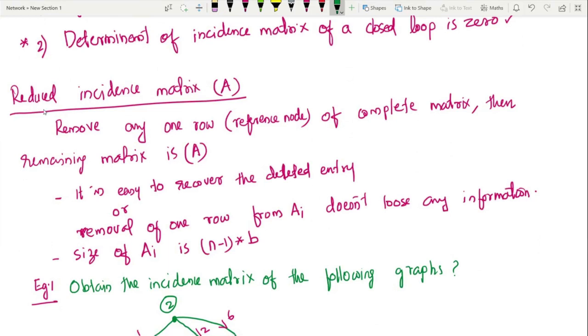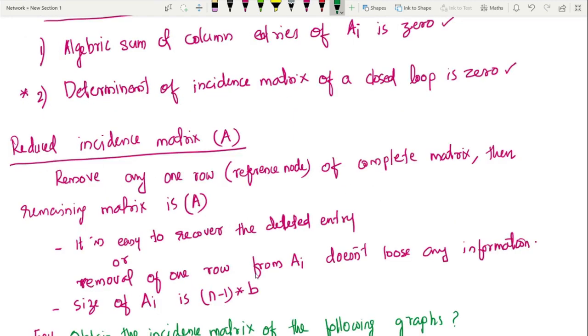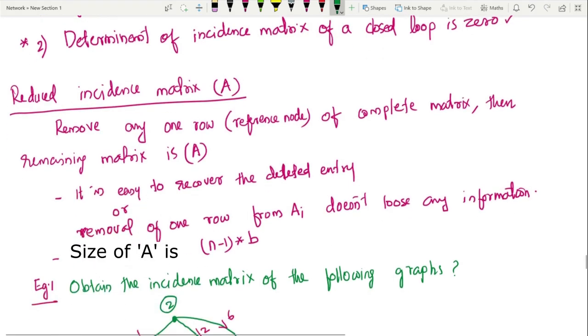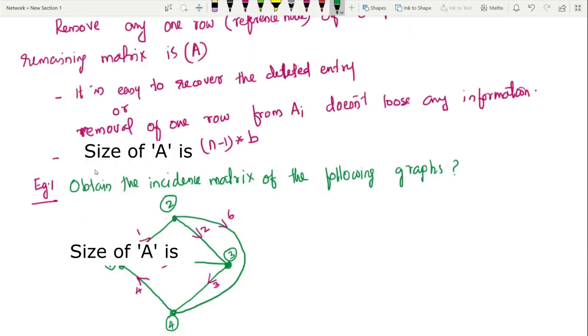How to obtain the reduced incidence matrix A? Remove any one row. Usually we prefer the reference node. Then the remaining matrix is called the reduced incidence matrix. So it is easy to recover the deleted entry. Or in other words, removal of one row from the complete incidence matrix doesn't lose any information. And the size of the reduced incidence matrix is n-1 by b. That also we discussed.